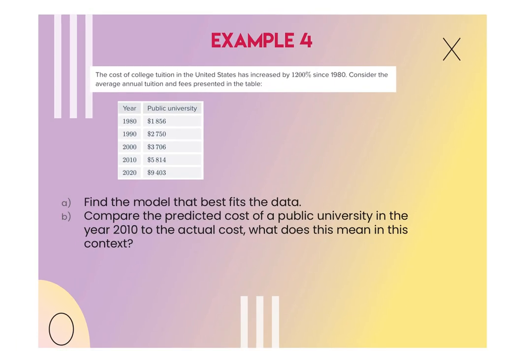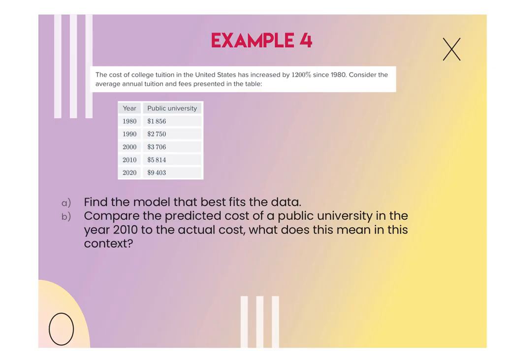All right, so this is example 4. The cost of college tuition in the United States has increased by 1,200% since 1980. Consider the average annual tuition and fees presented by the table. Find the model that best fits the data. Compare the predicted cost of the public university in year 2010 to the actual cost, and what does it mean in this context? We're back to explaining.